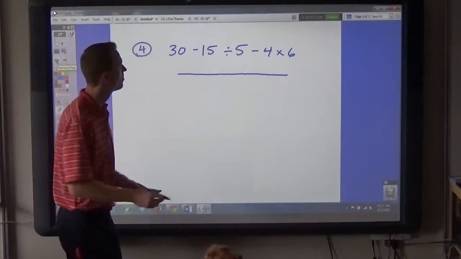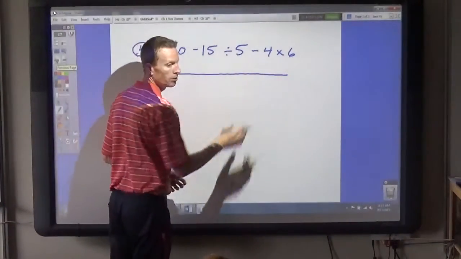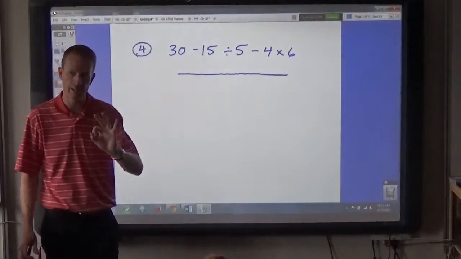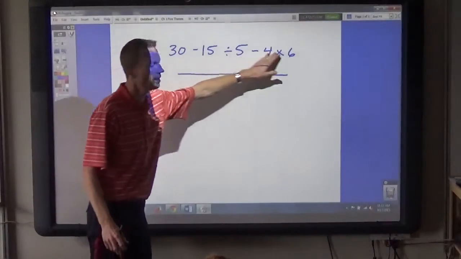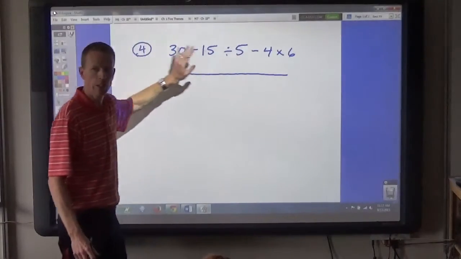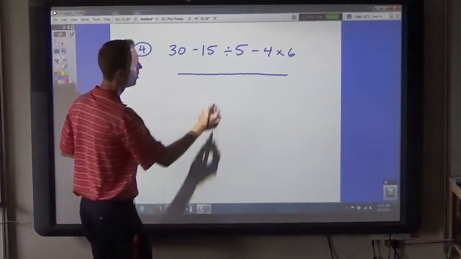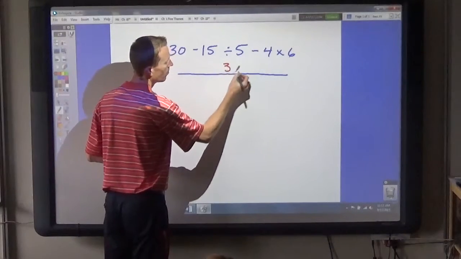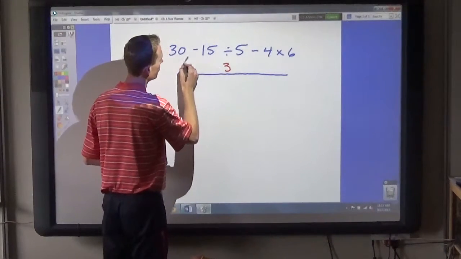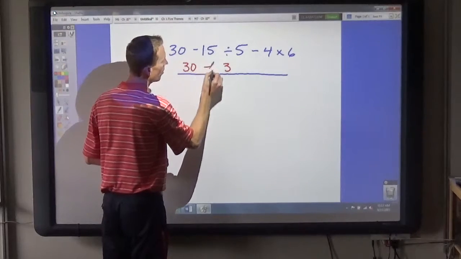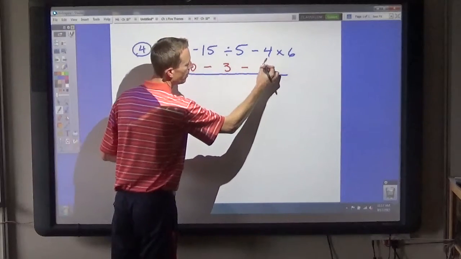Ariana? Right, we have to start with multiplication and division, step 3. We've already looked for parentheses, there's no parentheses. Then we look for powers, there's no powers. So we go to division and multiplication in order from left to right.